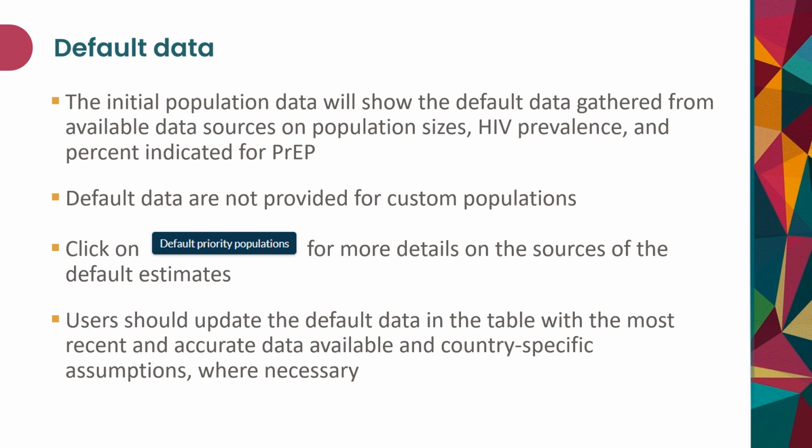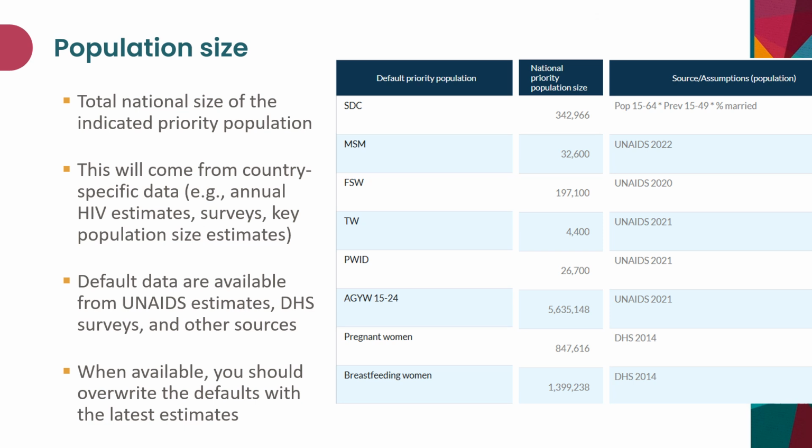Users should update the default data in the table to reflect the best and most updated data available and country-specific assumptions where necessary. The population size is the national size of the indicated priority population, which will come from country-specific data. The defaults come from country-specific data and are based on UNAIDS estimates, DHS surveys, and other sources.